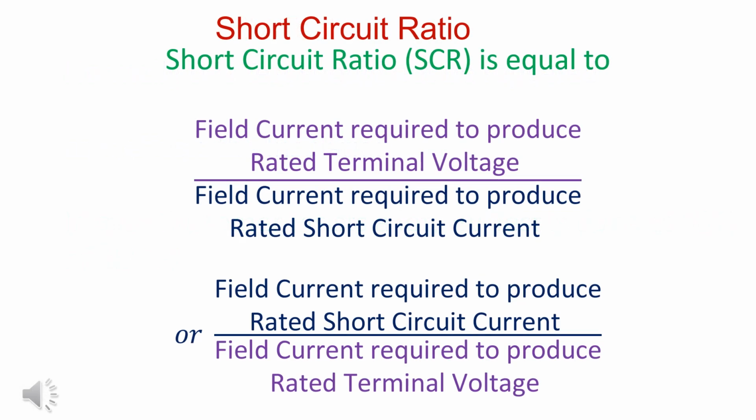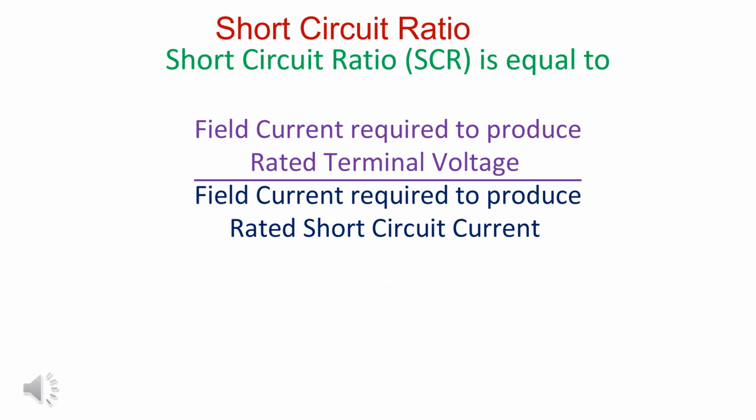How do you define short circuit ratio, SCR? It is a ratio of field current required to produce rated terminal voltage and field current required to produce rated short circuit current.